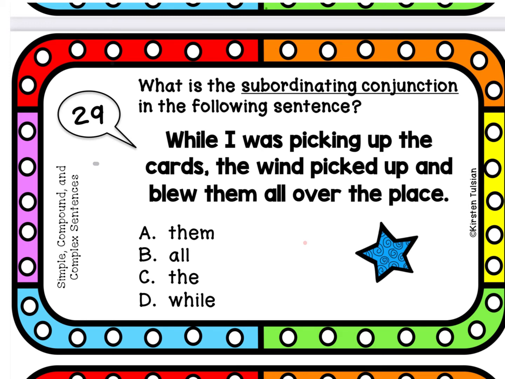Okay, if you picked D, while, you were correct. That was on our list of subordinating conjunctions. And while is your signal. It's right up here. And it comes at the beginning of that dependent clause. So when you see that subordinating conjunction, you know it's the beginning of a dependent clause.